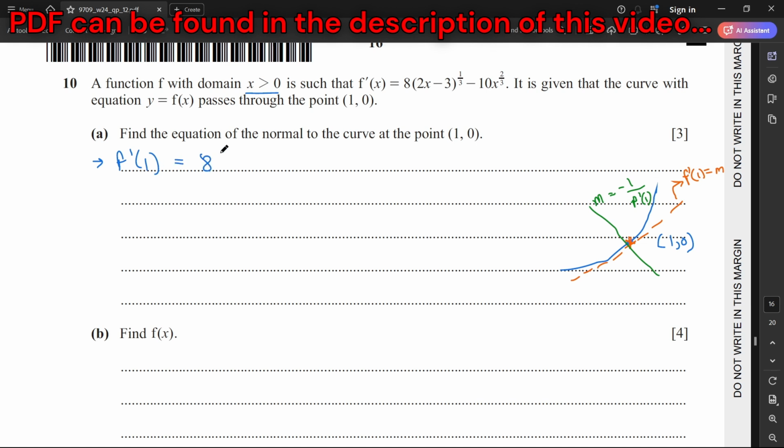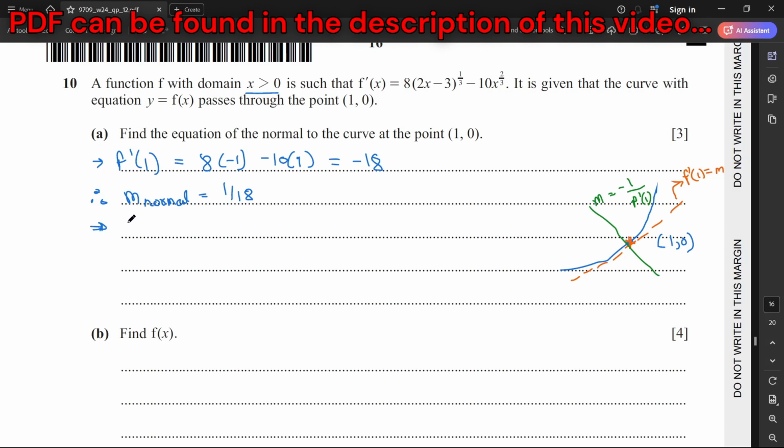So it is 8 times 2 into 1 is 2, 2 minus 3 is negative 1, negative 1 to the power of 1 by 3 is what? Negative 1. Then we are having minus 10 times 1 to the power of 2 by 3, which is 1 only. So this comes out to be minus 8 minus 10, which is minus 18. And therefore, the gradient of the normal will come out to be minus 1 by minus 18. So minus 1 by minus 18 is 1 by 18.